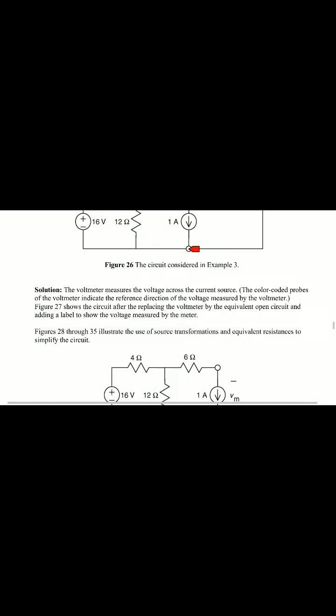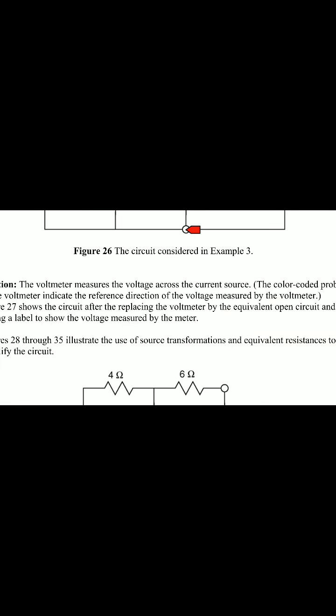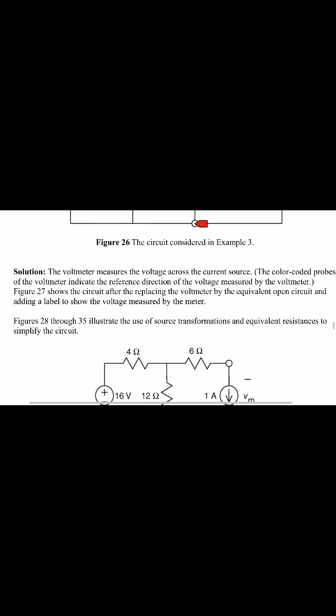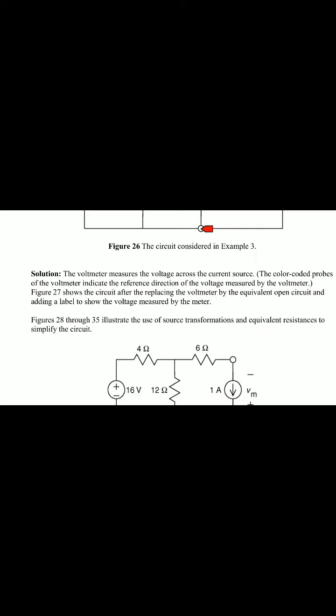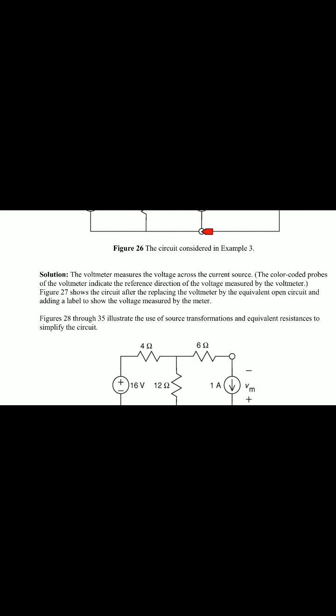Solution. The voltmeter measures the voltage across the current source. So here the color coded probes of the voltmeter indicate the reference direction of the voltage measured by the voltmeter.